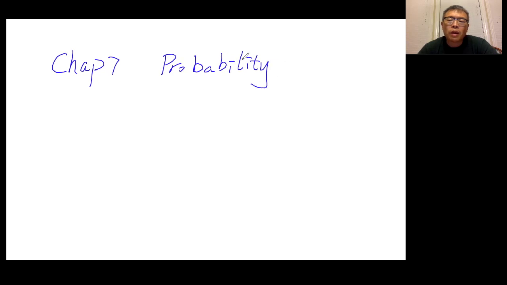So chapter 7 talks about probability. So what is probability? Okay, you probably already have a lot of experience with it. For example, the weather forecast may tell you that tomorrow the probability of rain is 30% or 40% or 50%. I never know what it means and what the difference is.